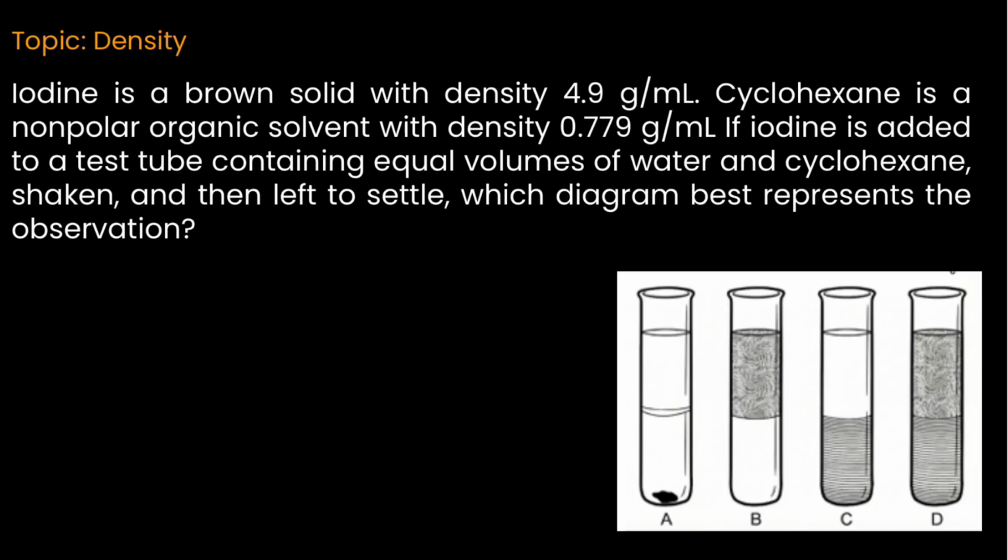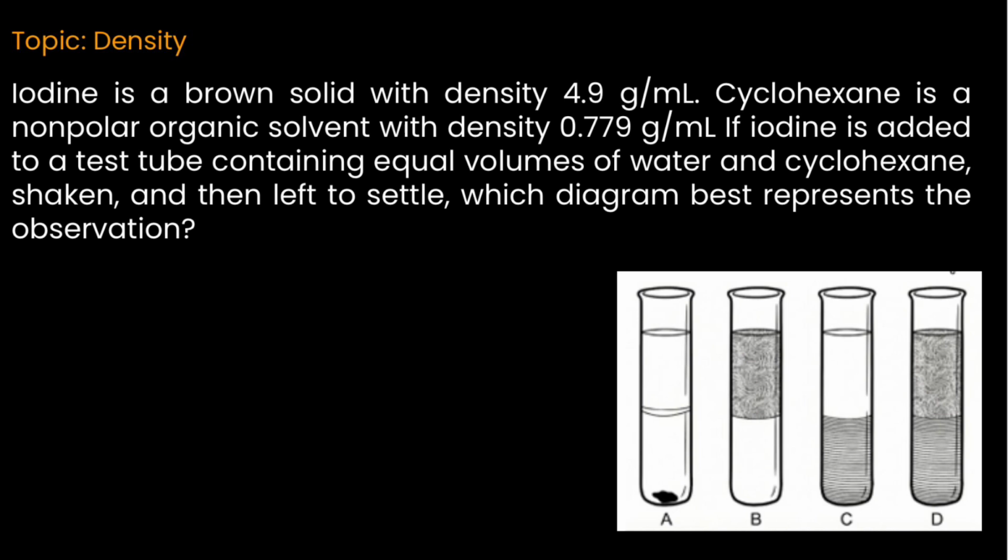Iodine is a brown solid with a density of 4.9 grams per milliliter. Cyclohexane is a nonpolar organic solvent with a density of 0.779 grams per milliliter. If iodine is added to a test tube containing equal volumes of water and cyclohexane, then shaken, and then left to settle, which diagram best represents the observation that will be seen?